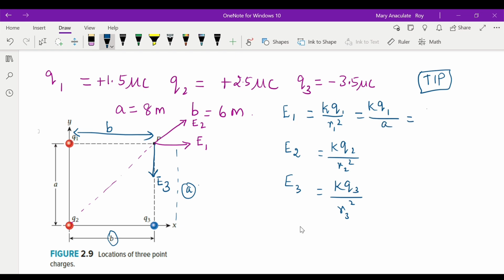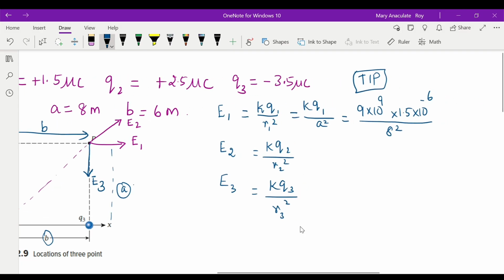So what will be the value? 9 times 10 to the power of 9 times 1.5 times 10 to the power of negative 6, over A, whose value is given as 8, so you put 8 squared. Okay, so that's the calculation for E1. If you apply all the formulas, you should be getting for E1 a value of 375.